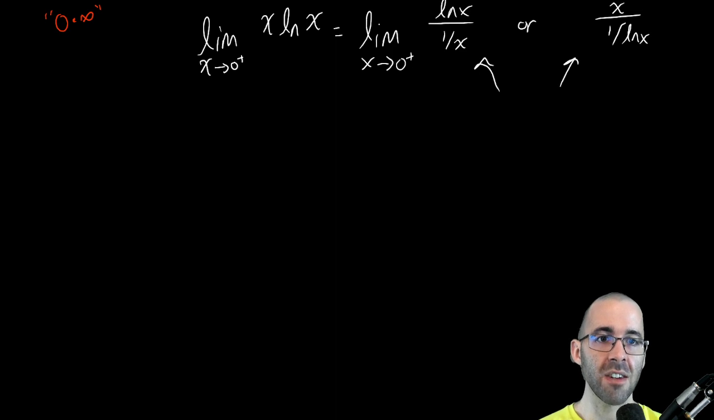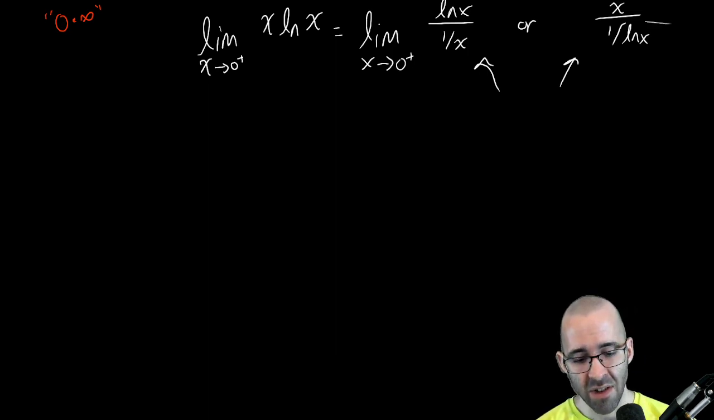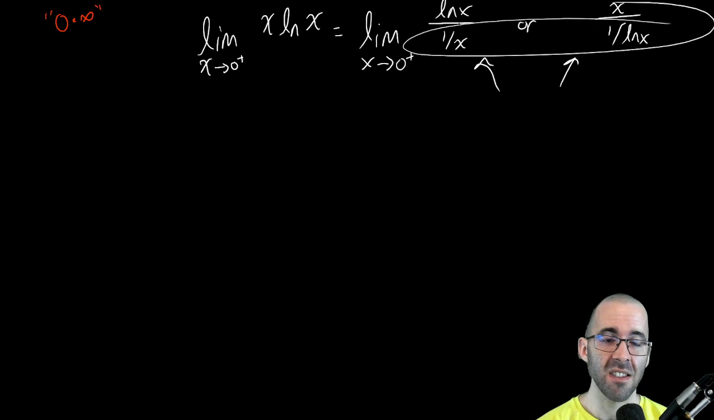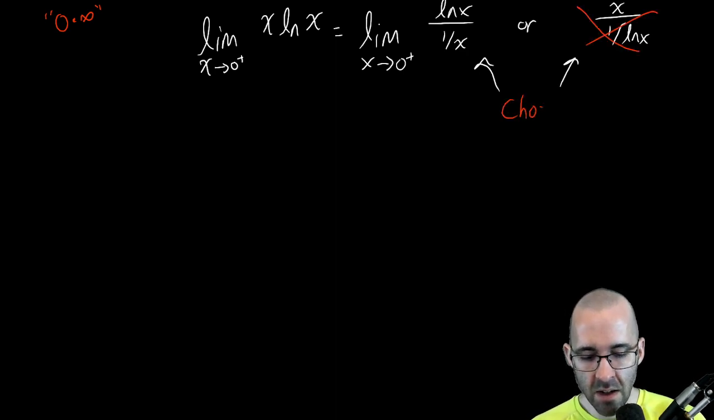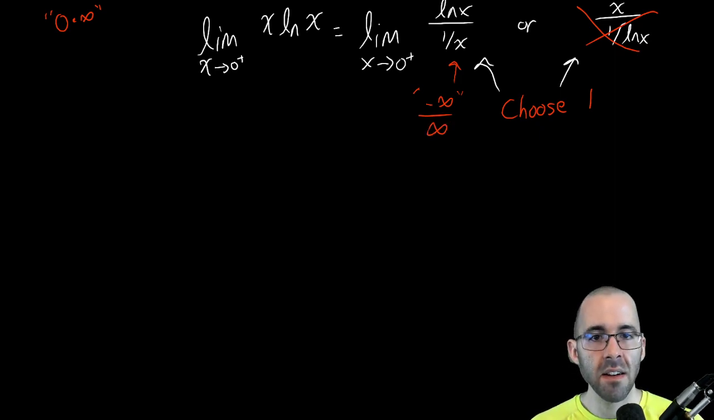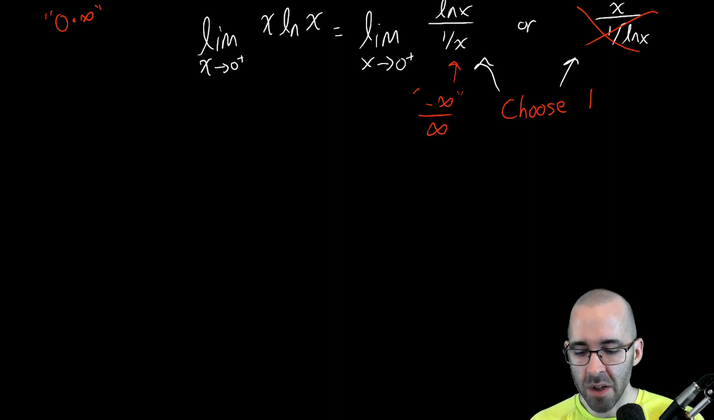We're going to have to take the derivative of the top and the bottom. Which top do you want to take the derivative of? They're both easy. Which bottom do you want to take the derivative of? The guy on the left is easier than the guy on the right. Guy on the right needs chain rule. So again, you can choose one. We're going to choose the one on the left. And now again, as x is going to 0 from the right, the top is negative infinity. The bottom is positive infinity. Oh, this is our right form. Now we can use L'Hopital's rule.